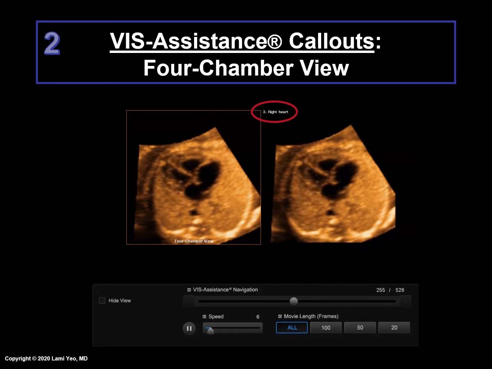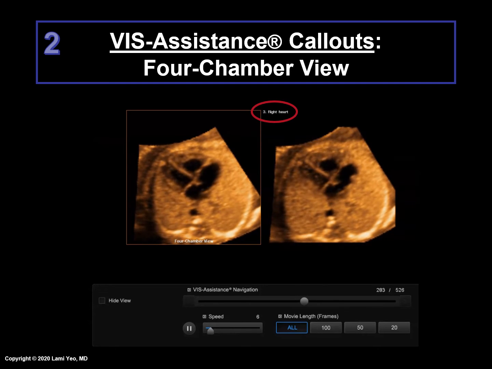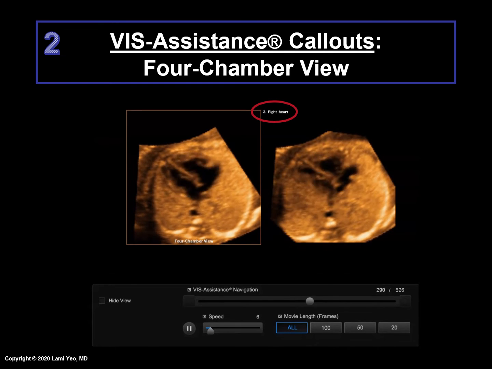The third callout states right heart and emphasizes this side of the heart as compared to the left side.